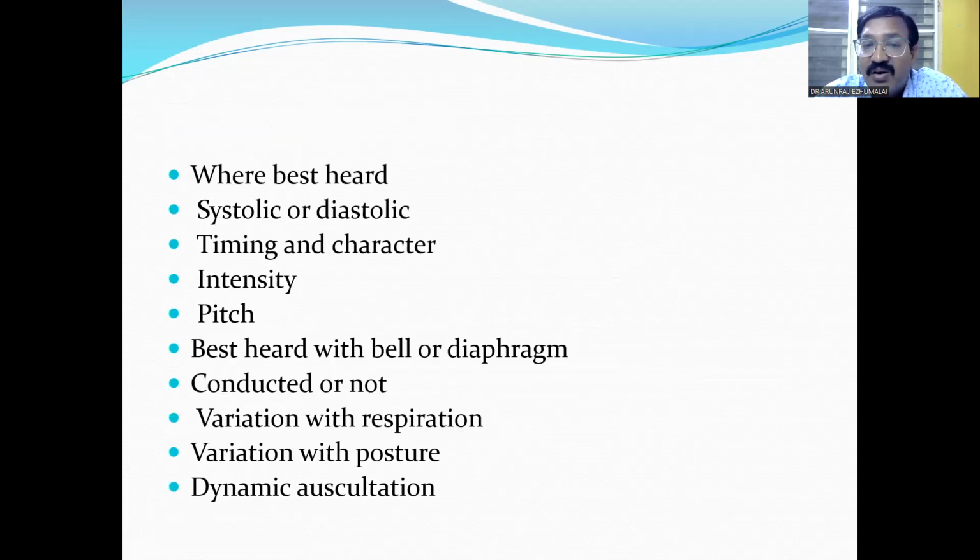So for any murmur, we have to tell all these qualities: whether it is a systolic murmur or diastolic, what the timing is, whether it's pansystolic, early diastolic, early systolic, or presystolic. You have to tell intensity, pitch, whether heard with bell or diaphragm, conducted anywhere else, variation with respiration, variation with posture and dynamic maneuvers. All these points you have to tell in any case when you are describing a murmur.